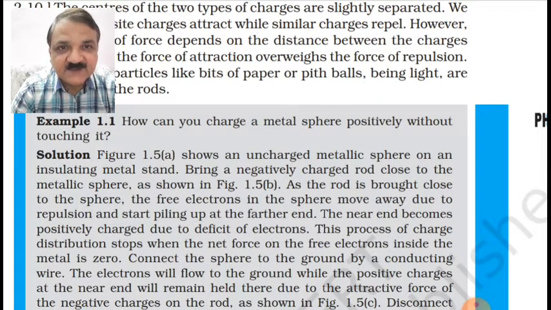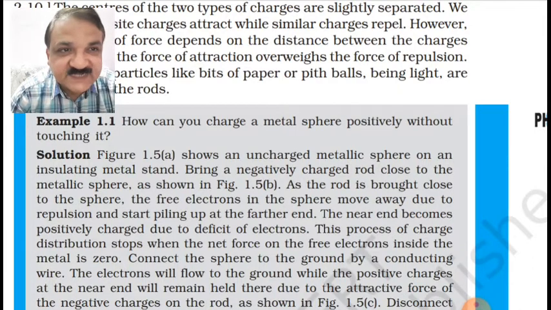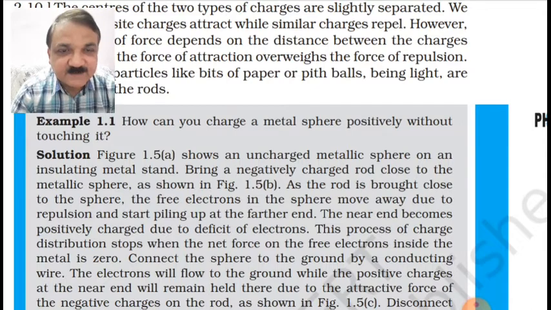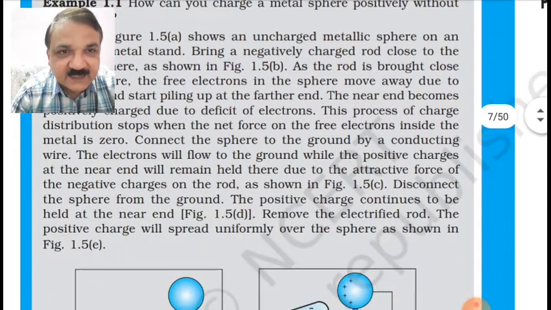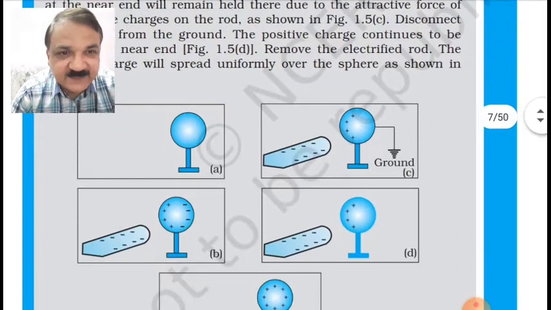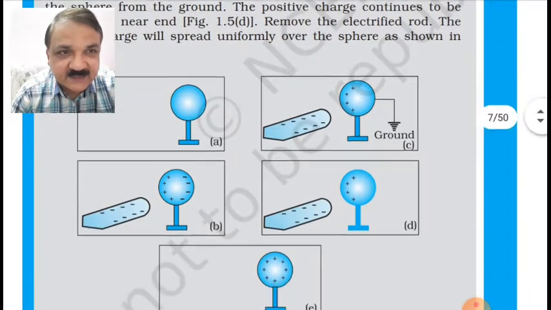Here, example 1.1 is a very important example, and you can understand it. How can you charge a metal sphere positively? How can you charge a metal sphere positively without touching it? Here it has been clarified and explained in a very proper manner.